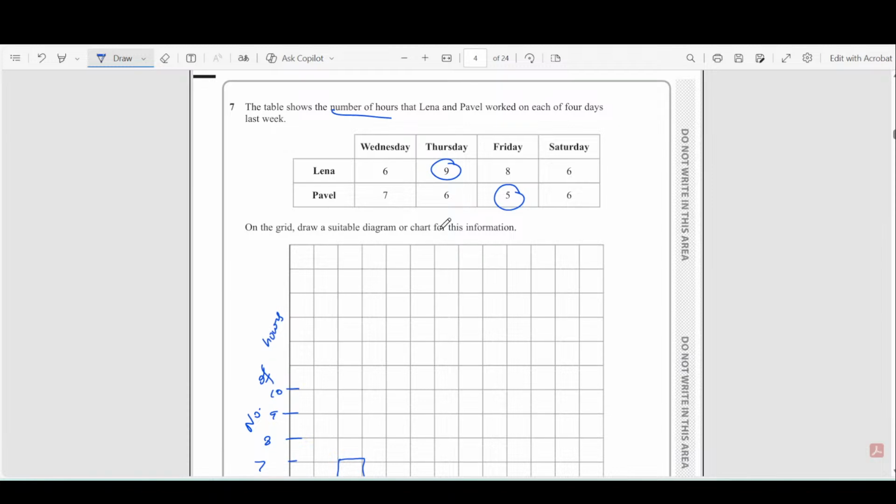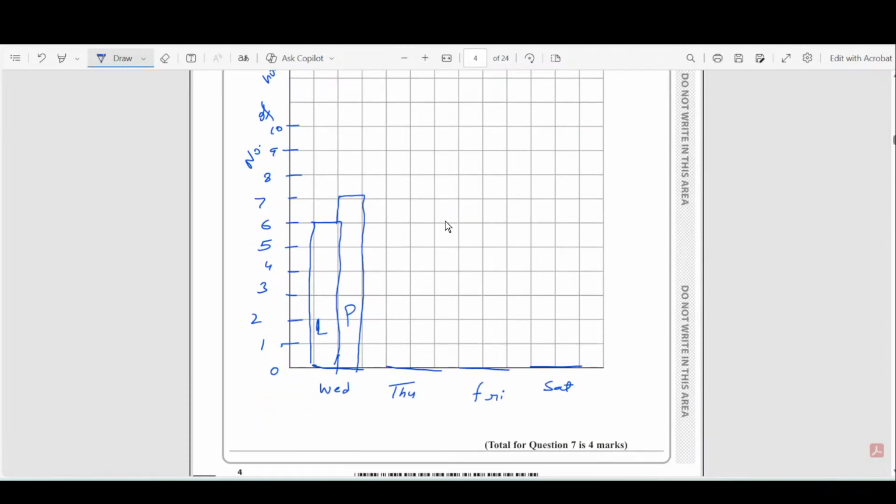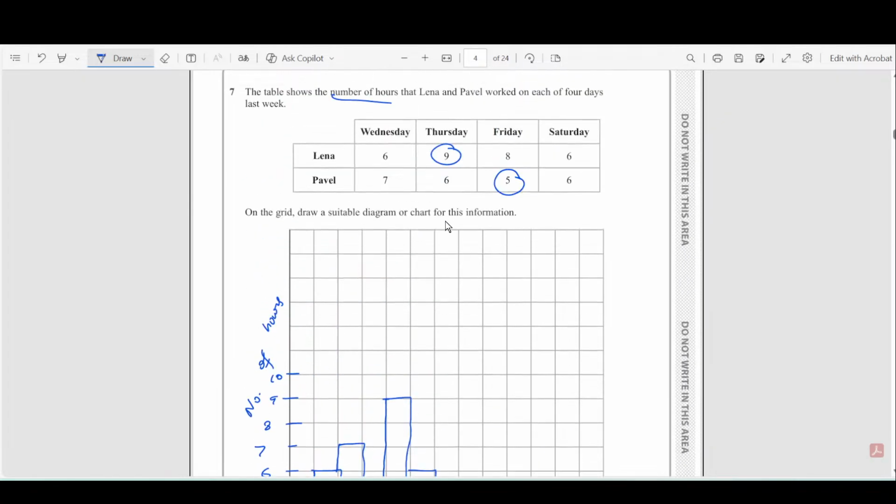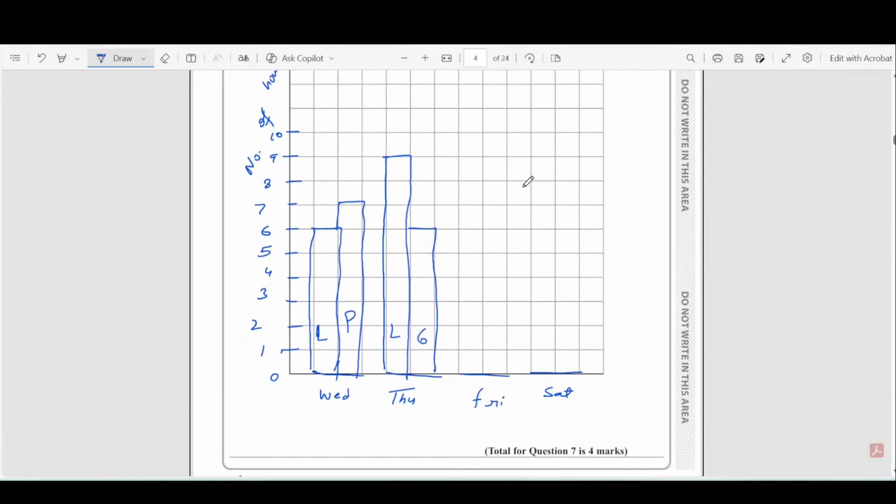Okay. On Thursday, 9 and 6. So 9 is here, so I make a bar. This is 9, which is Lena, and for Pavel it is 6, which is this, right? On Friday it is 8 and 5. So 8 is here for Lena, and 5 is there for Pavel.